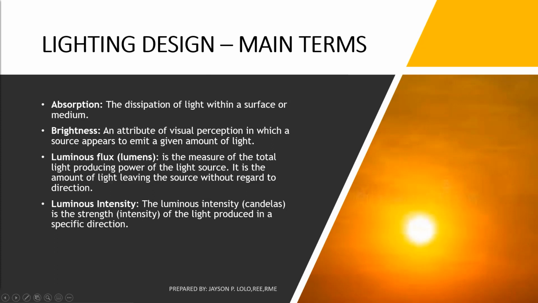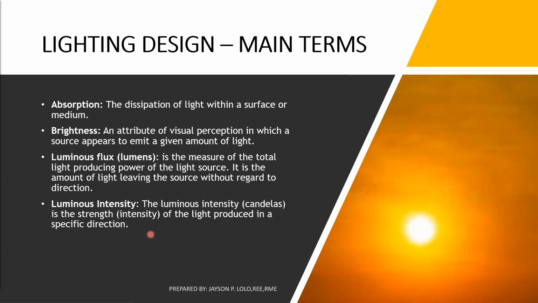The luminous flux rating is provided by the lamp manufacturers, and a listing of common lamp and lumen values can be found in the lamp matrix. The last is the luminous intensity. The luminous intensity is measured in candelas, and it is the strength of the light produced in a specific direction.